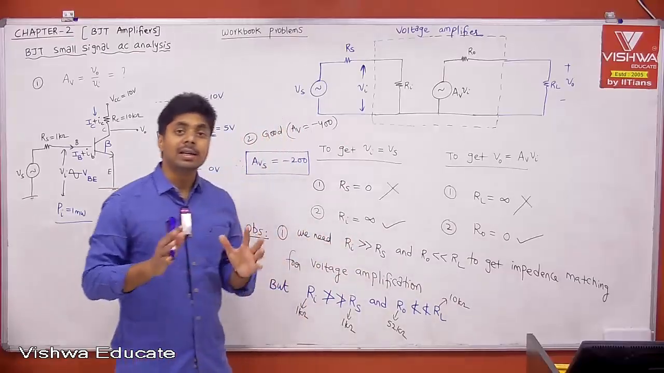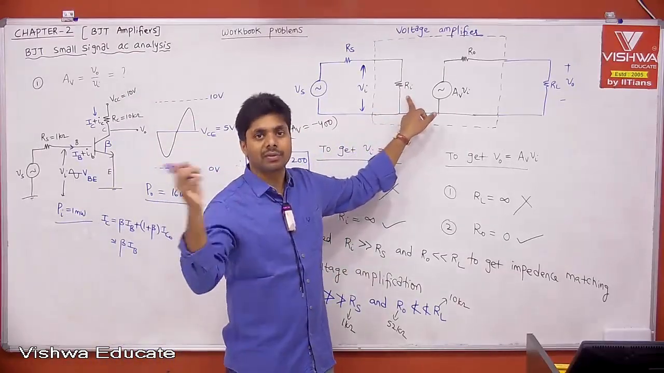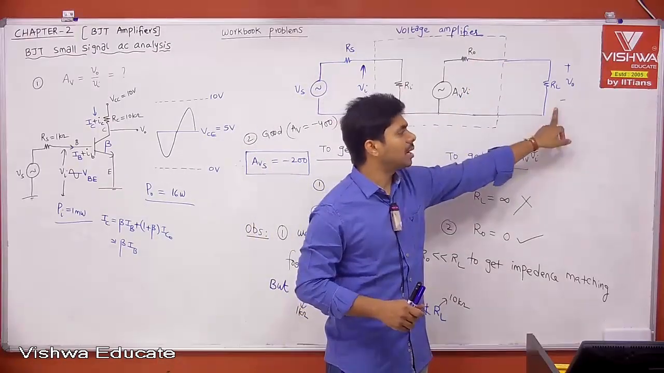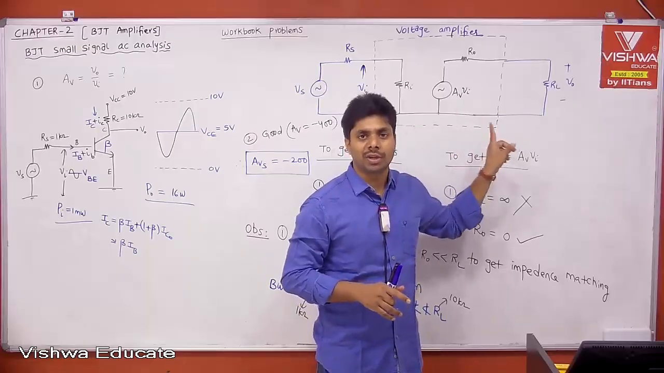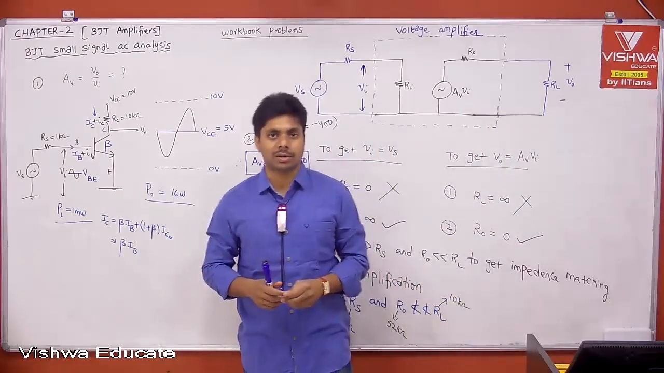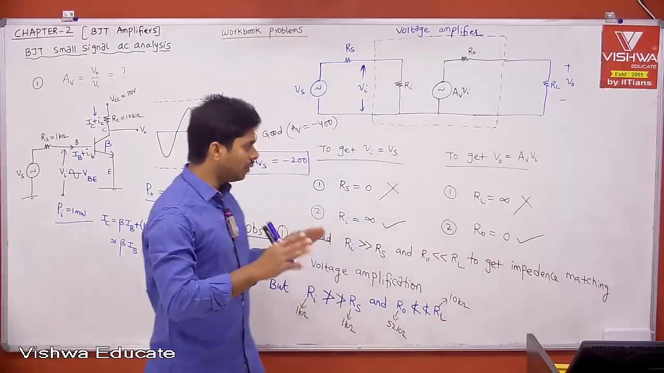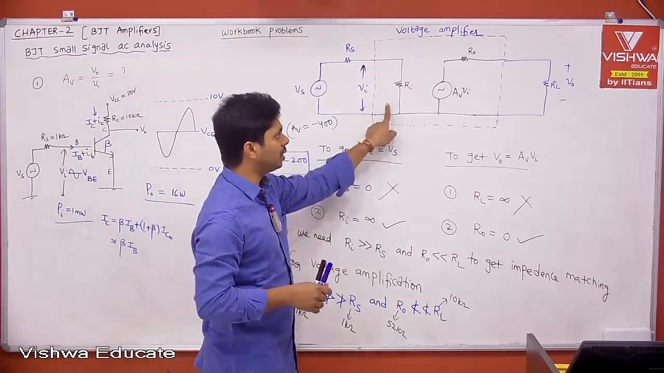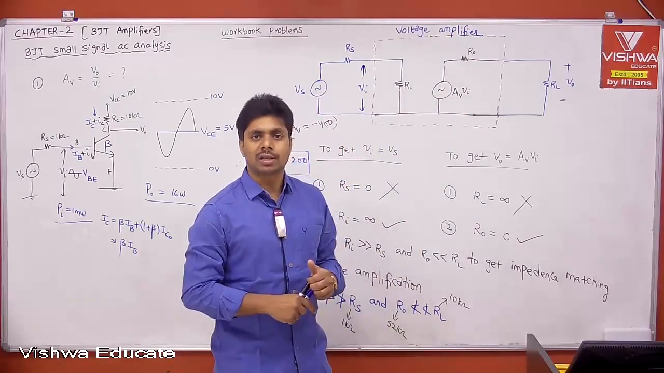Similarly, if I say current amplification, then I want Ri for current amplification or current matching, and similarly I want R0 for current matching. That part I will explain later on, but remember, this is only specific to voltage amplification. Only for voltage amplification, ideally I want Ri infinity, R0 0. This is the summary we got yesterday.